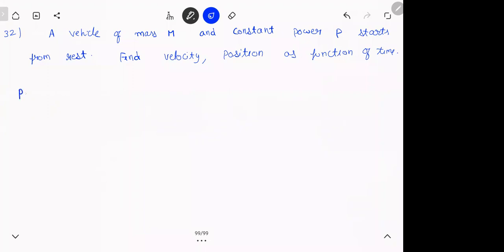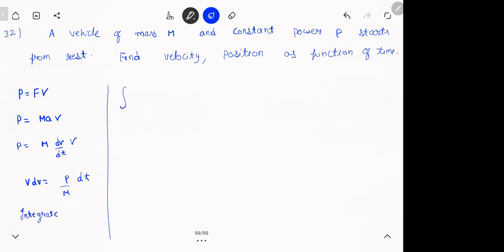See, what is power? Force into velocity, which is constant. What is force? Mass into acceleration. What is acceleration? dv by dt. So it will be v dv is equal to p by m dt. Integrate. So you get integral v dv is equal to integral p by m dt, limits 0 to v and 0 to t. So we get v square by 2 is equal to pt by m. So this will be v equals root over 2p by m into t to the power half.